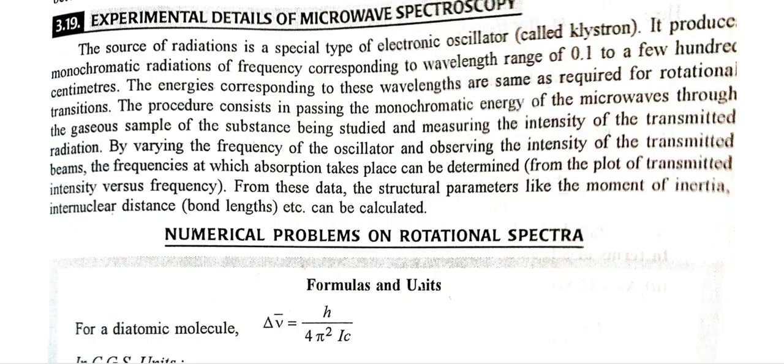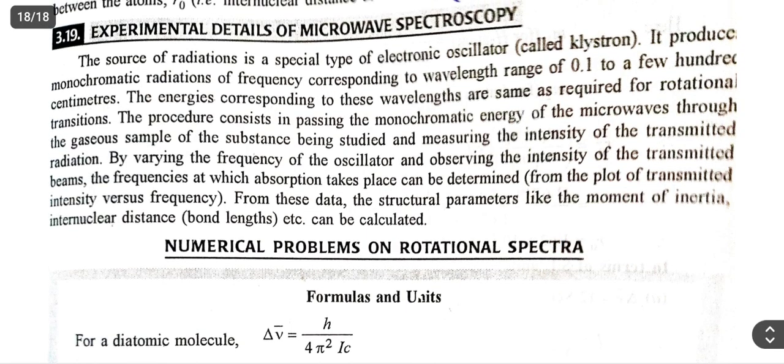Experimental details of microwave spectroscopy. The source of radiation is a special type of electronic oscillator called a klystron. It produces monochromatic radiation of frequency corresponding to a wavelength range of 0.1 to a few hundred centimeters. The energies corresponding to these wavelengths are the same as required for rotational transitions.